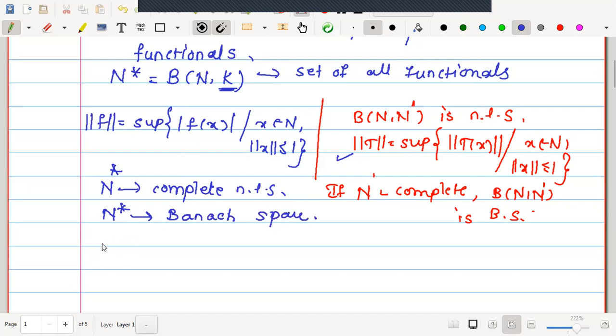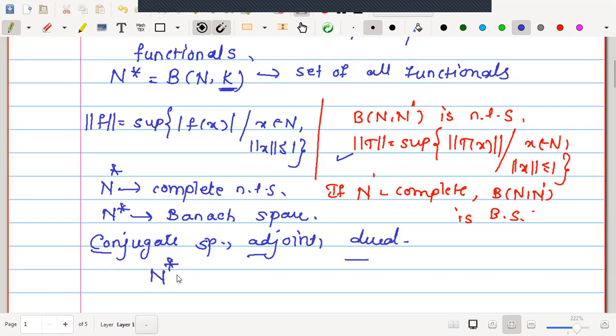This space is called the conjugate space, adjoint space, or dual space as well. These are some of the wordings we are going to use. Therefore this is called the conjugate space of the normed linear space. We will write N star is the conjugate space of which normed linear space? Of N. Now one can find out the conjugate space of N star.